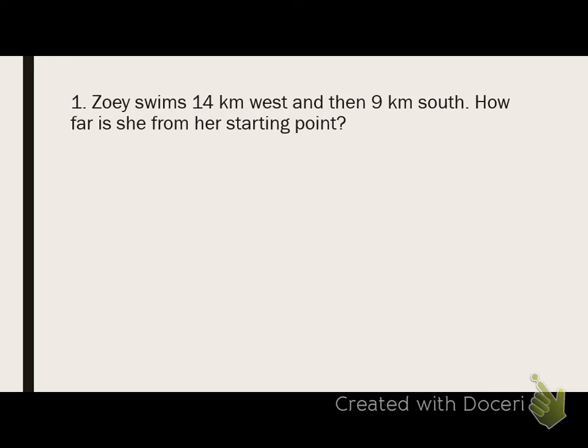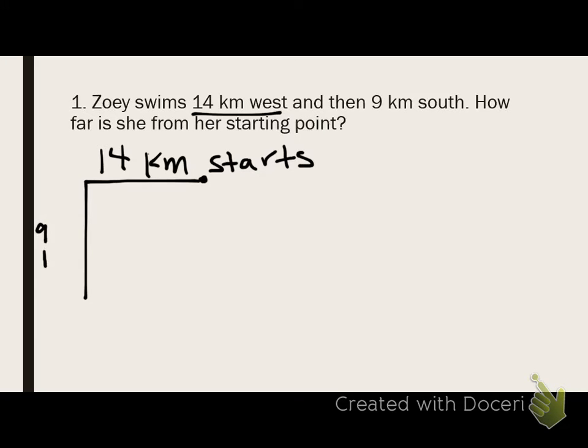I'll explain. So, this is the first example. Zoe swims 14 kilometers west and then 9 kilometers south. How far is she from her starting point? So, she starts swimming, and then what direction does she go? West. She goes 14 kilometers west, which is to the left. So, go ahead. She swims 14 kilometers west, and then she swims south, which is down. Okay. Remember that where west and south meet, it is going to make a right angle. So that is how it pertains to us.